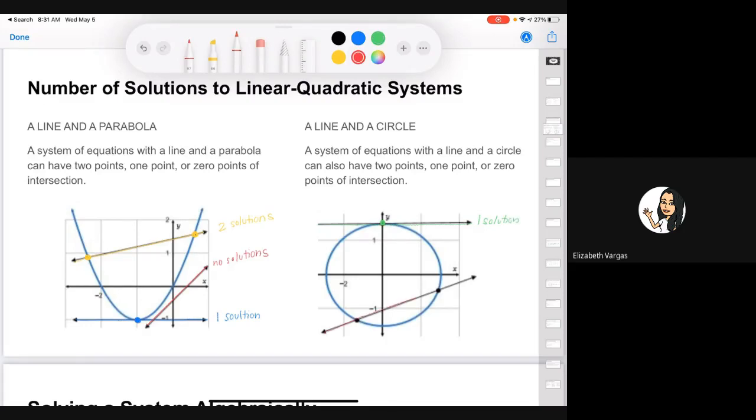Here's our other line. We'll notice it has 2 points of intersection. It intersects that circle twice. And so that would represent 2 solutions.